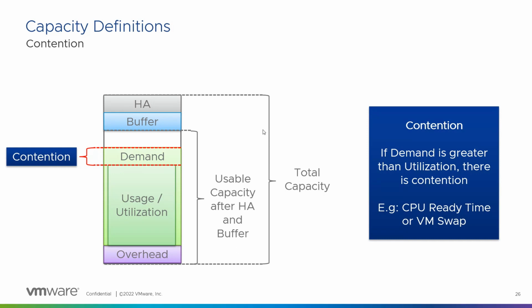Basically, you have overutilization of resources. There's contention where the virtual machine cannot get all the resources that it needs or is wanting to be able to run the workload. So that's what we call contention. So basically the difference between utilization and demand is contention. So hopefully that makes sense. Just kind of the key terminologies.